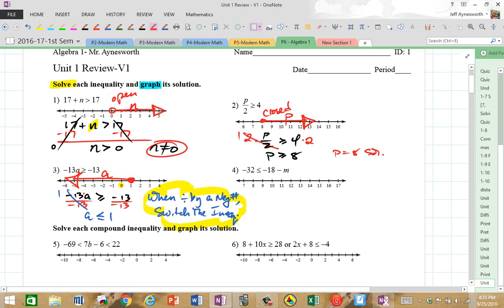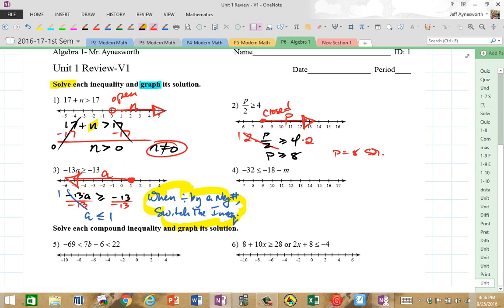And let's pick one, like 0. Negative 13 times 0 is 0. 0 is greater than any negative number, so it works. If I picked a number like 2, 2 wouldn't work. Negative 13 times 2 is negative 26, and negative 26 is not greater than or equal to negative 13 because it lies way to the left. Okay, so that'd be false. All right, so we can actually look at the number line and test the numbers to see if it makes sense, which you should do, by the way.